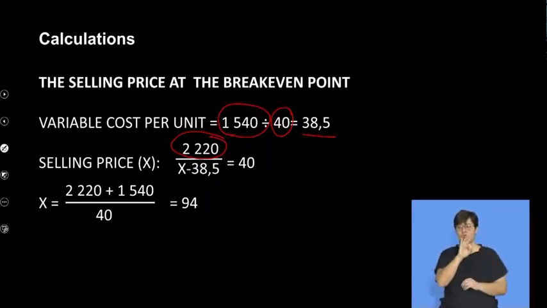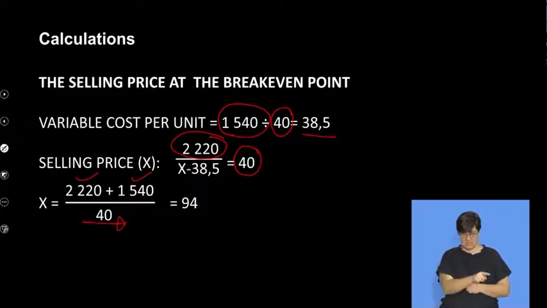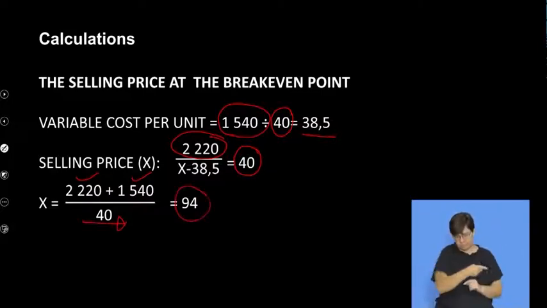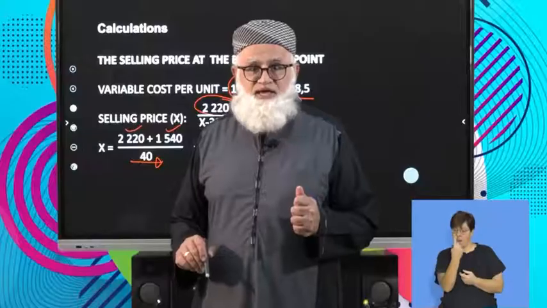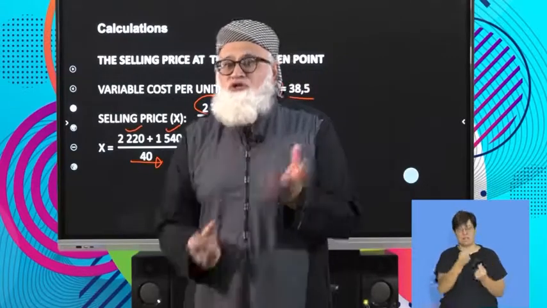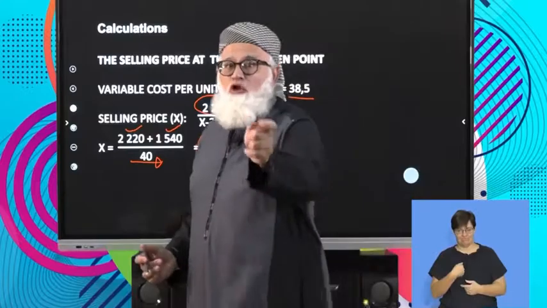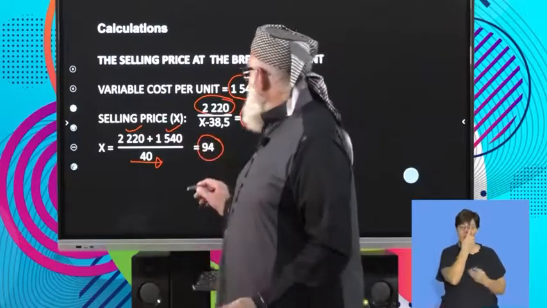Remember? And we also know that the total number of units that we have produced is 40. So there we go. You take the 2,220 plus the 1,540 divided by the number of 40, which obviously is your number of units that you produced, and it gave you a figure of 94 rand, being your selling price per unit. Okay, so this is how you calculated your selling price per unit. So in the entire calculation, your selling price per unit was your unknown. Clear? And because you were then solving for X, which was your unknown, you came up to a figure of 94 rand.